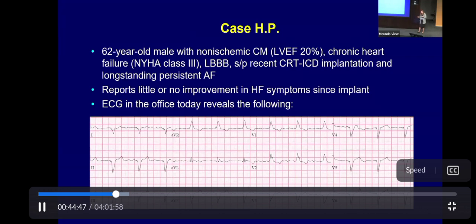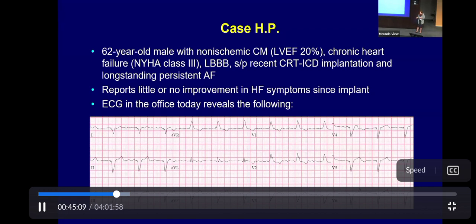This is a non-ischemic cardiomyopathy, chronic heart failure, and left bundle, and had a CRT implanted. So it was a perfect candidate, had that done, but still really not much in the way of improvements of heart failure. So we say, oh, CRT doesn't always work. And there's lots of reasons why CRT may not work. Part of it may be the way we program, part of it may be other patient factors.